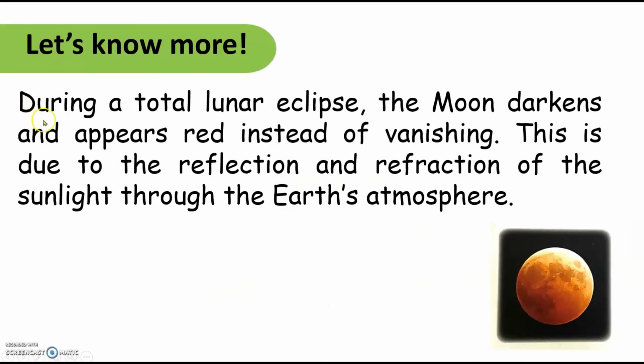Let's know more. During a total lunar eclipse, the moon darkens and appears red instead of vanishing. This is due to the reflection and refraction of the sunlight through the Earth's atmosphere.